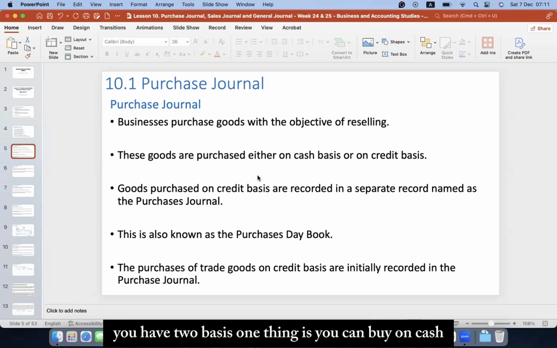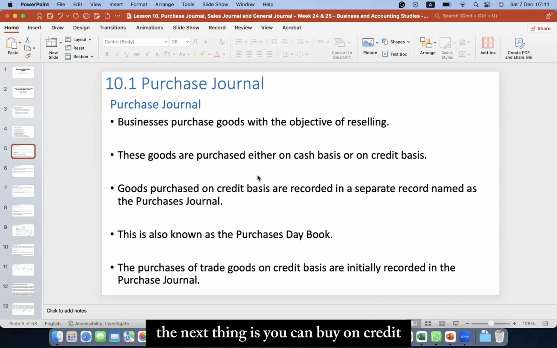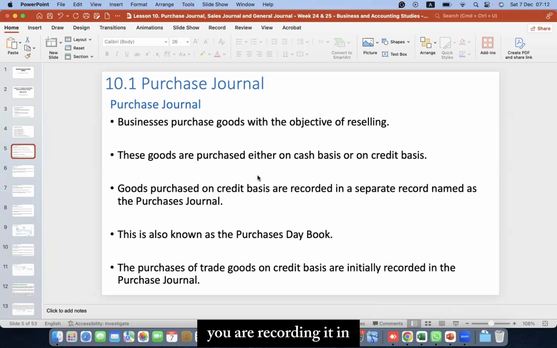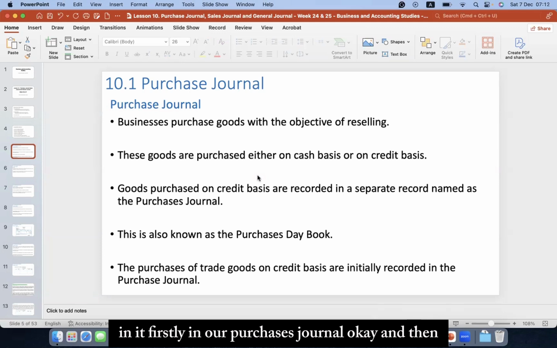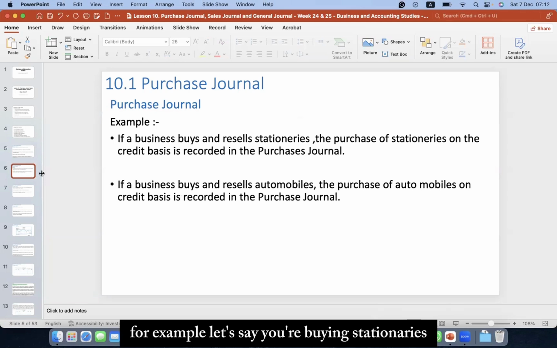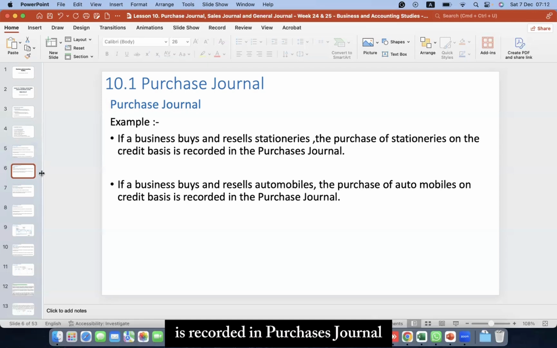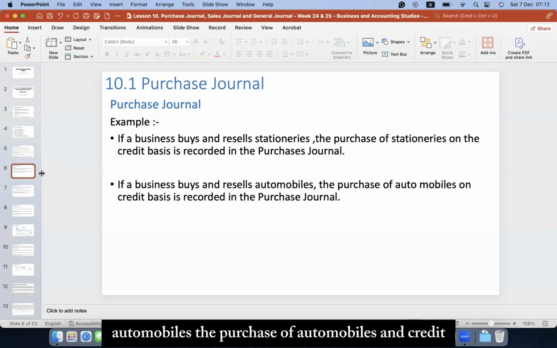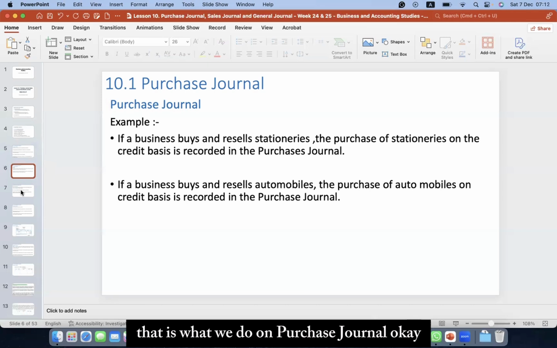Now when you are buying goods, you have two bases. One is you can buy on cash, the other is you can buy on credit. So if you buy on credit for the purpose of reselling, you are recording it firstly in your purchases journal. For example, let's say you are buying stationery. If a business buys and resells stationery, the purchase of stationery on credit basis is recorded in the purchases journal. And if a business buys and resells automobiles, the purchase of automobiles on credit basis is recorded in the purchases journal. That is what we do in the purchases journal.